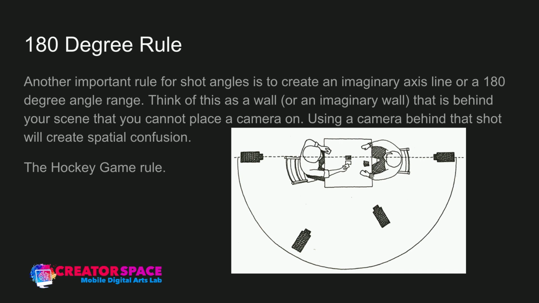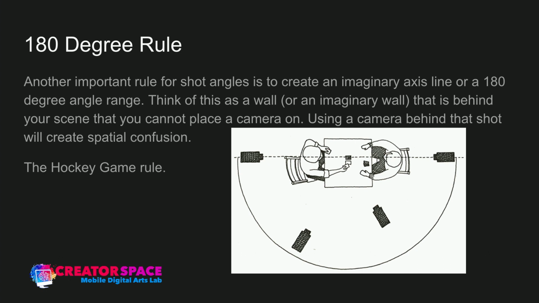So if I'm here, the camera can move all the way around me, right? But I wouldn't want a camera on this side. And this is a great chart. Here are two characters, and you see the camera on the left and right, behind them, over the shoulders, and then they can move anywhere in that 180 degrees. So I'd like to call this a hockey game rule.